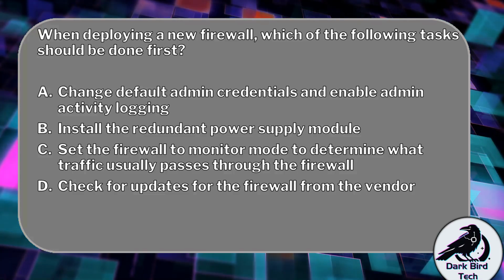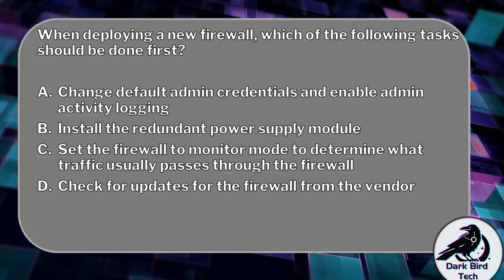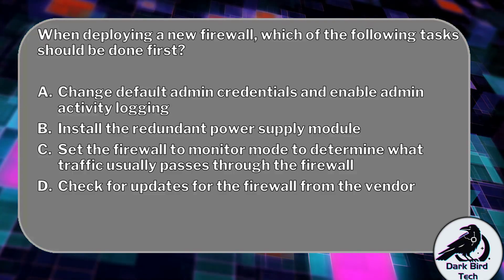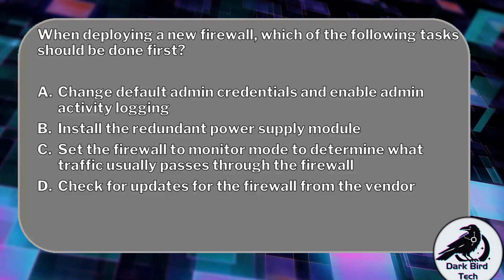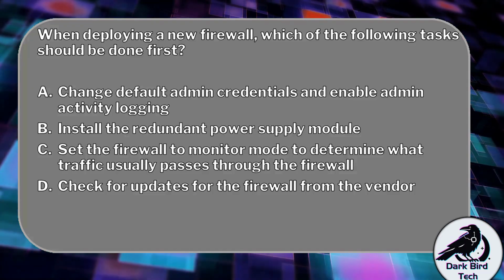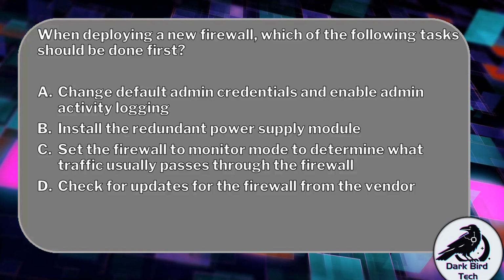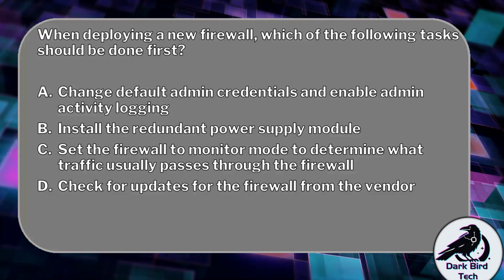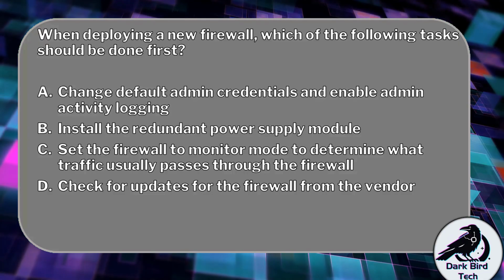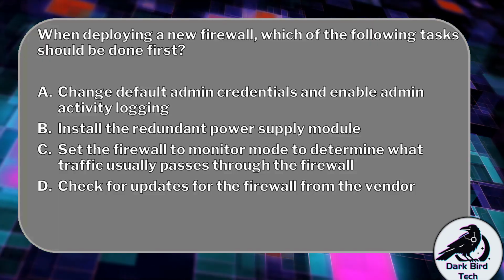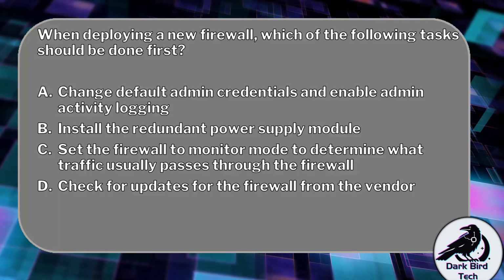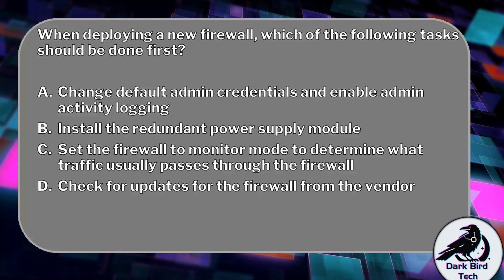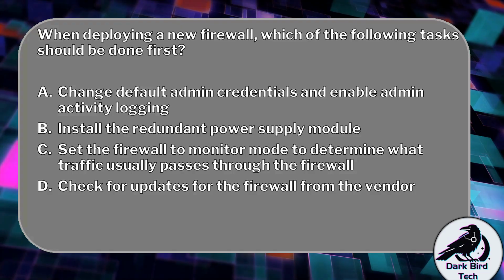C, set the firewall to monitor mode to determine what traffic usually passes through the firewall. That's actually not a bad option. There's a lot of security practitioners out there that would do that on the initial deployment of a firewall. Let it run in monitor mode, capture the traffic, and then start going through it and working out, yes, this is necessary, no, this is not, and then go from there. Not a bad idea. You're definitely going to have a lot less trouble tickets and changes needing to be made in the first few months once you go out of monitor mode into an enforcement mode. So that's not a bad choice either.